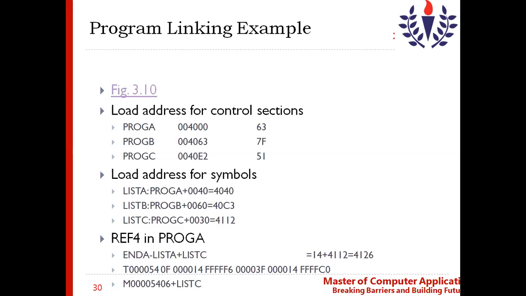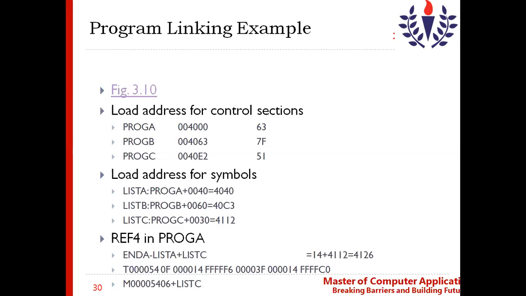So if a relocation happens, by using this modification record the loader will understand that some changes have to be done. What changes have to be done is given in the modification record. Taking that information, it does the linking process because there is a relocation. So with 0014, the actual value of list C is added. What is the actual value of list C? 4112. That is added to the existing object code.